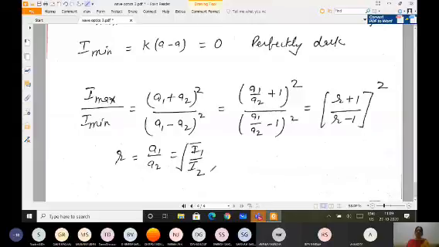You should be able to compare intensity with amplitudes for solving the questions.